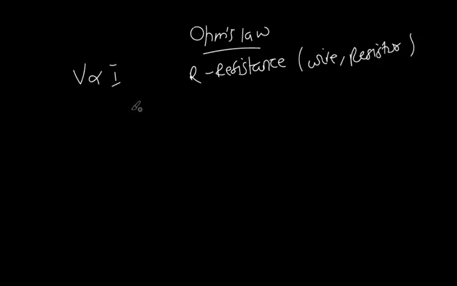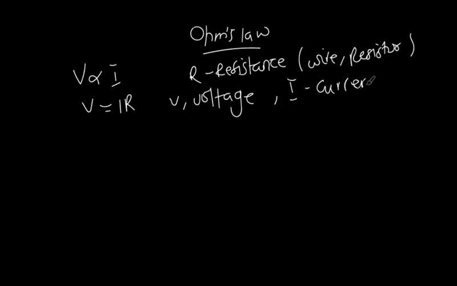So we have V equals IR, where V is the voltage, or the EMF in some instances, I is the current, and R, as I explained earlier, is the resistance. According to Ohm's law, the voltage is equal to the current times the resistance. This is what Ohm's law is telling us.